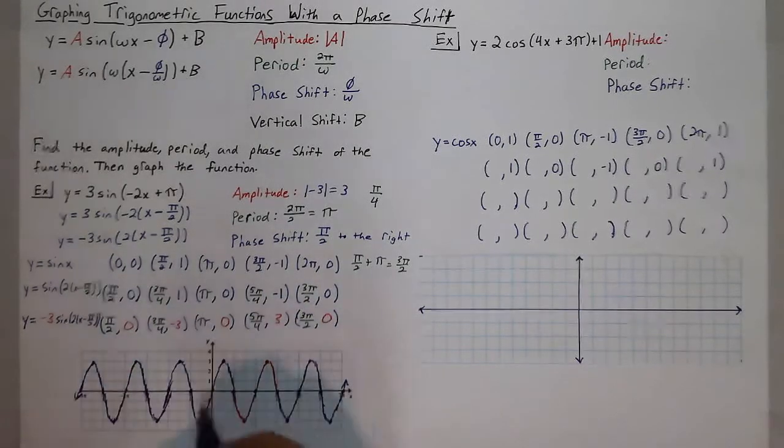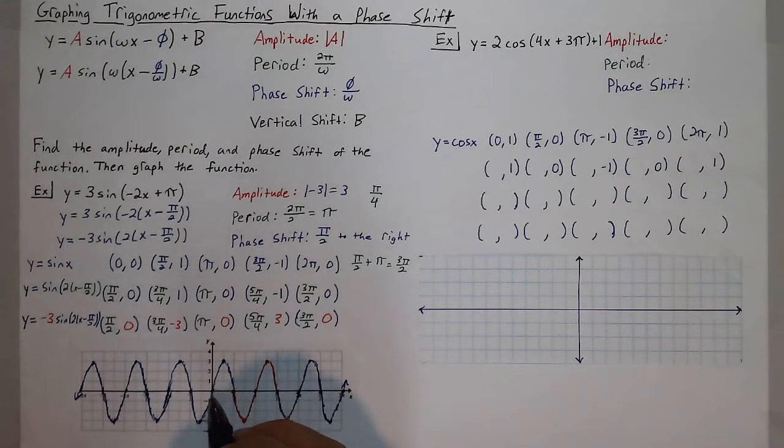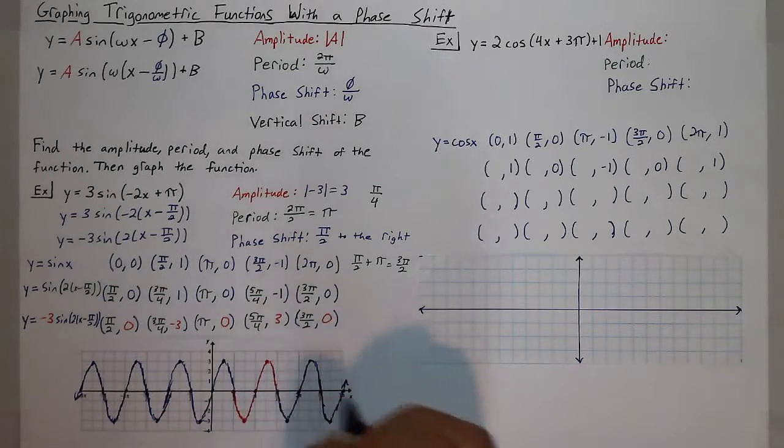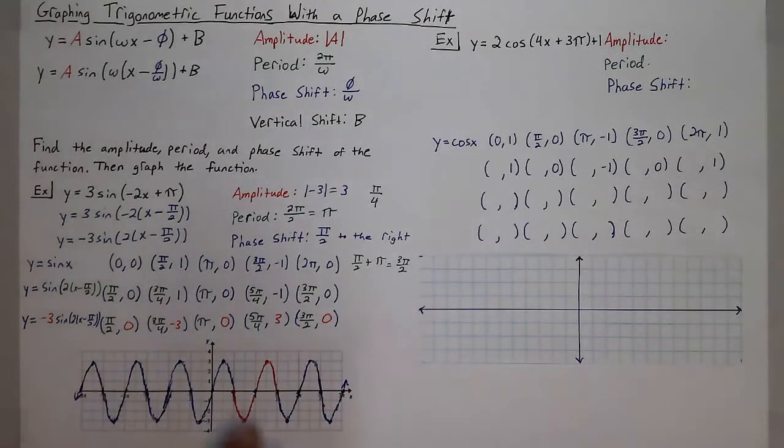But it still goes through the origin like normal. But now it starts here and continues onward. So that's the effect of the phase shift. Normally I would have been at 0 to start with. Now I'm over here at pi over 2 to start with. But I can still follow the pattern in both directions as well.